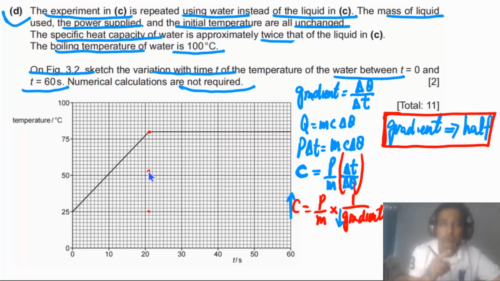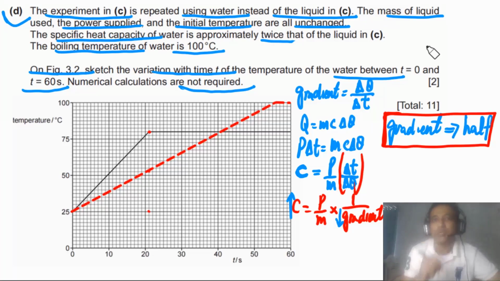That line should have half the gradient. Now we simply need to connect this by a straight line. We start from here, connect this point, and just draw the straight line through that point. So it is here. This is the boiling point of water, and after that it has to stay constant. So this is how you need to draw the line. The main concept is this: the gradient has to be half.